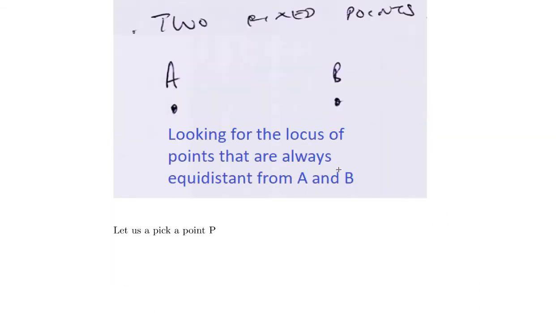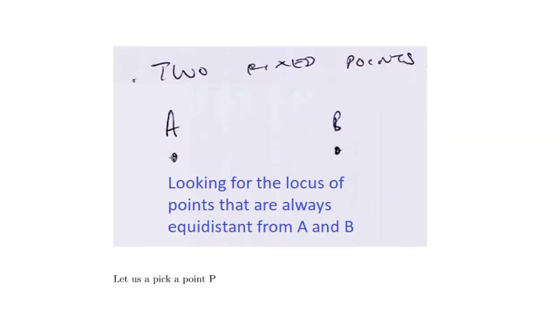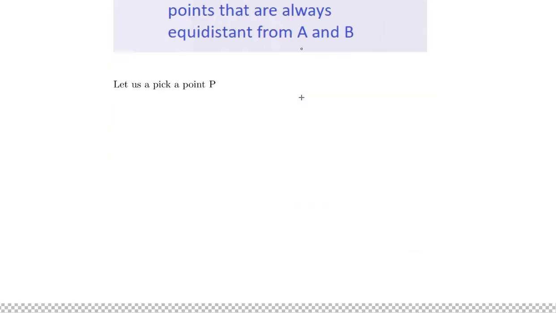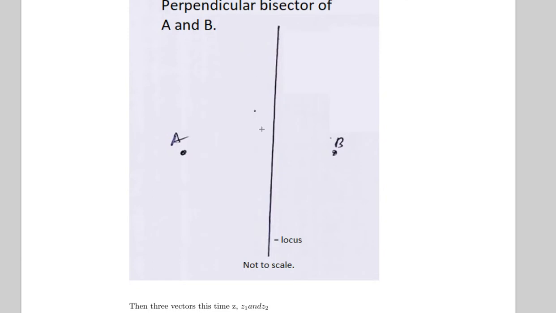So you can see here, I've got 2 fixed points A and B, and I'm looking for the locus of points that are always equidistant from A and B. So what would that be? Let's look at a point P. Let's say that it's equidistant, and perhaps that would be, for example, right there in the dead center. Notice though that this would also work, and so would this. That would be completely equidistant between them. So would this, and I can go in the opposite direction to produce an image that looks something like this.